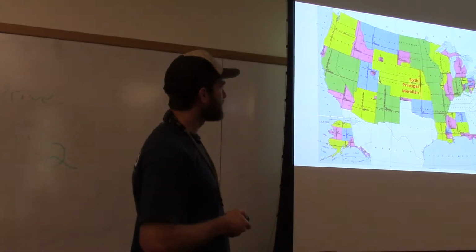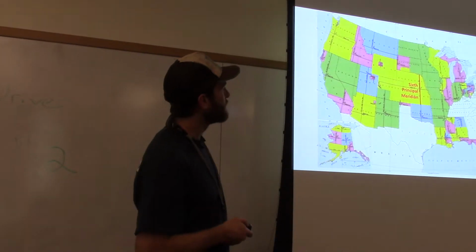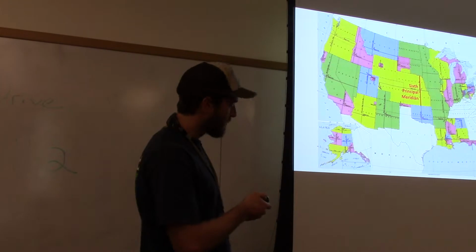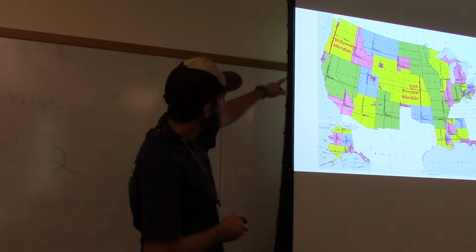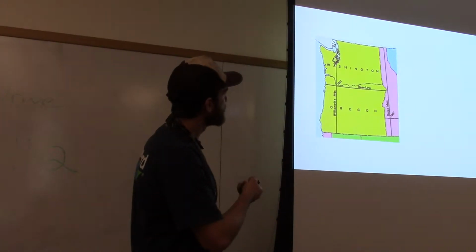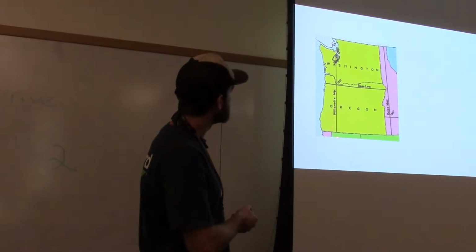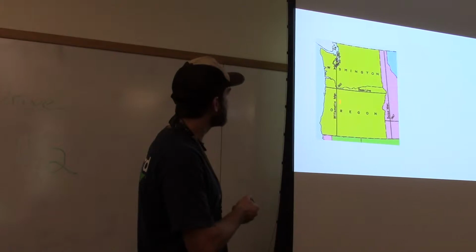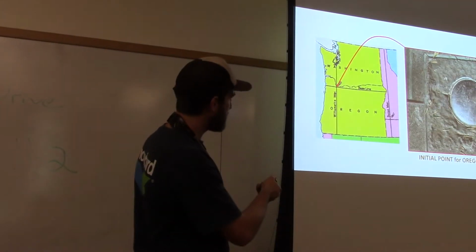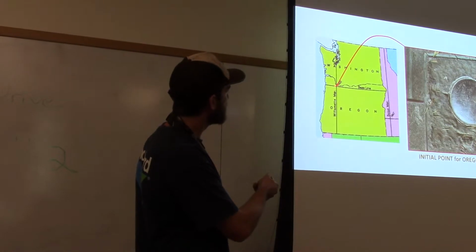So we'll look at some of the initial points. This is the 6th principal meridian, right? And where that's crossed with this, that would make an initial point. Up here, we have the Willamette meridian, so we'll look at that a little more closely. So here's Washington, Oregon. This north-south line here, a meridian, that's the Willamette meridian. It's crossed by a baseline, right? So we've got our initial point.